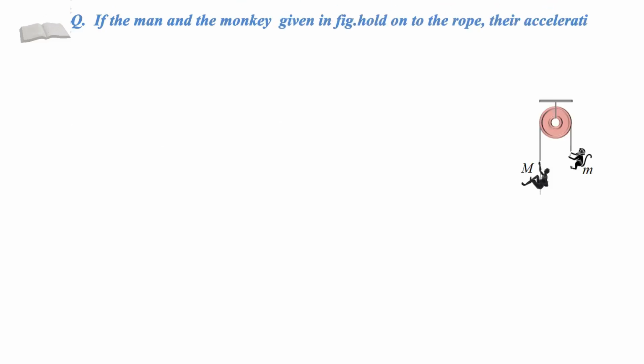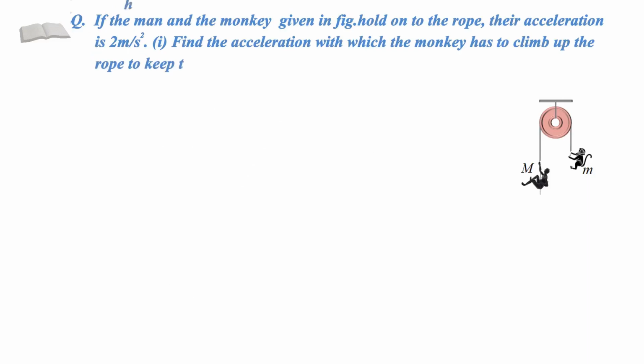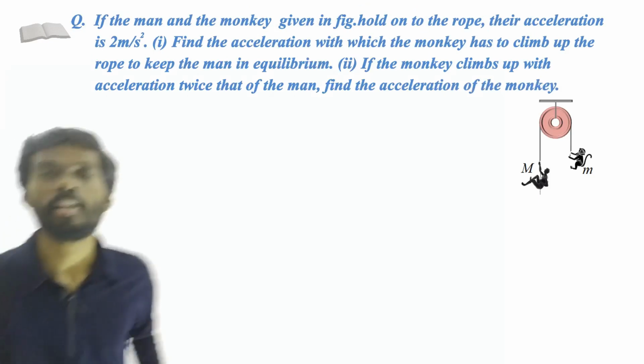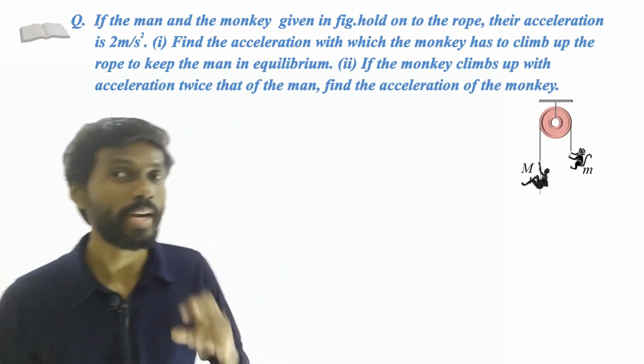If the man and the monkey given in the figure hold on to the rope, their acceleration is 2 meters per second square. Find the acceleration with which the monkey has to climb up the rope to keep the man in equilibrium. If the monkey climbs up with acceleration twice that of the man, find the acceleration of the monkey. There are three situations given here and two questions are asked.